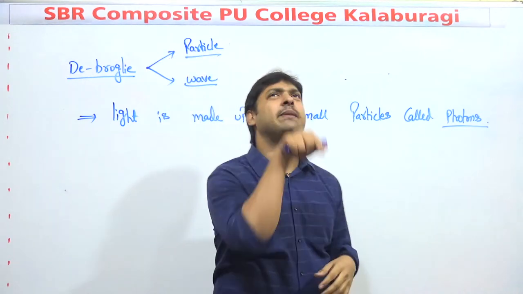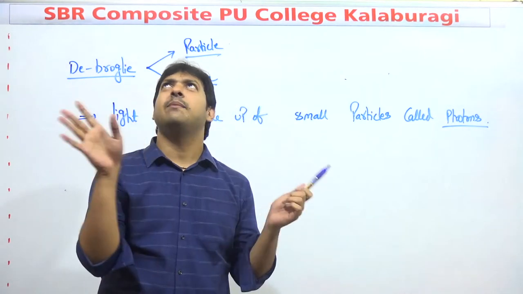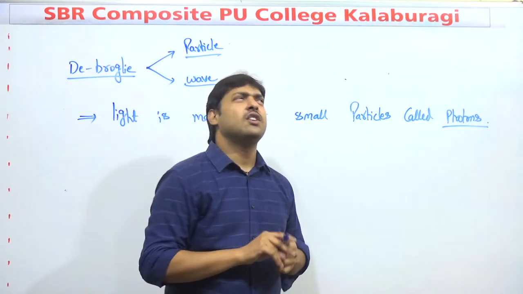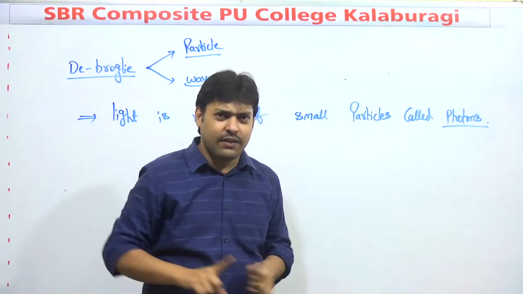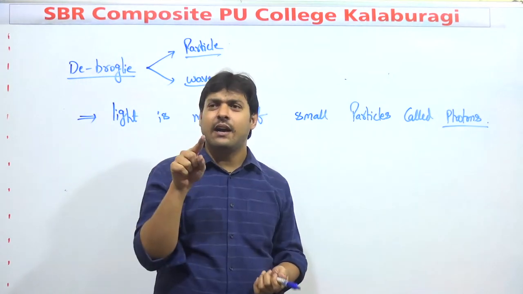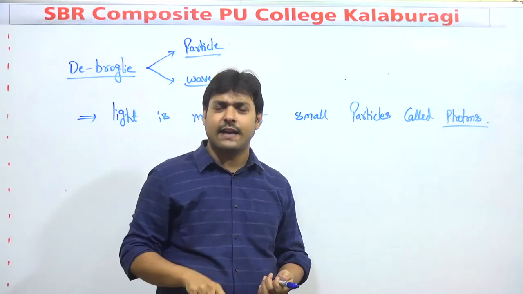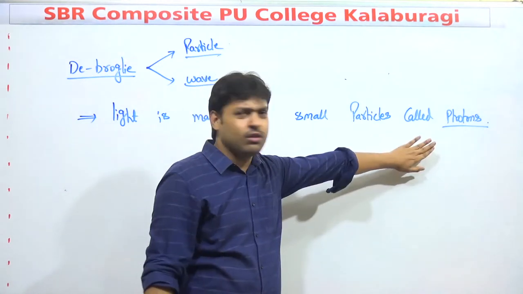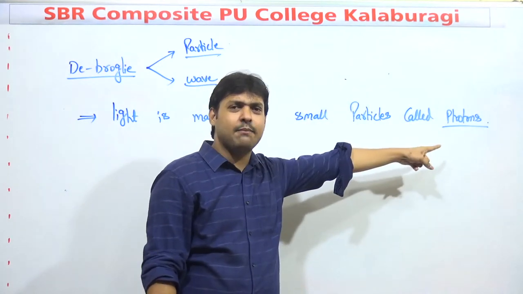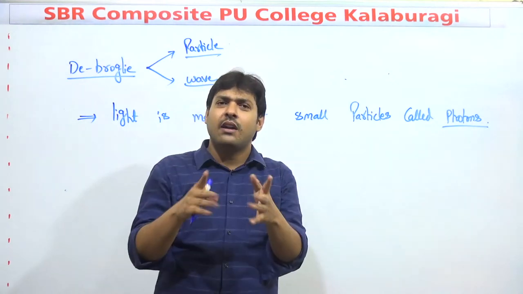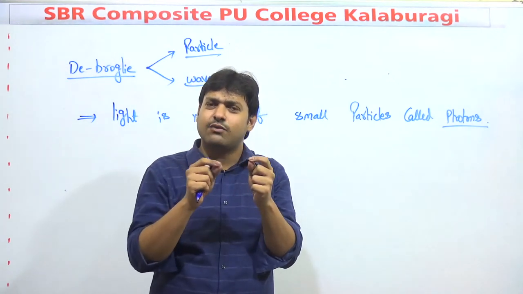If light is coming from a source, so now according to this chapter, from now we'll see the light. But with the light, some particles also will come. You can observe those particles, right? So those particles, according to De Broglie, he gave a name called photons. Now we have to change that sentence.